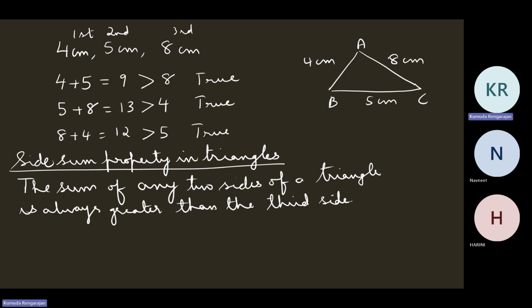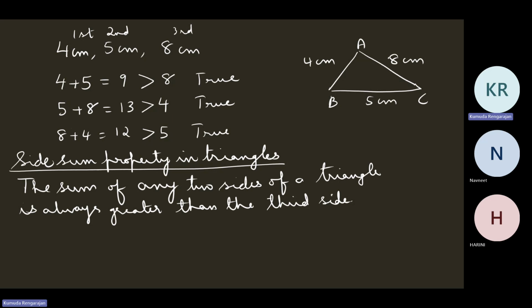When you add any two sides of a triangle, it will always be greater than the third side. If it is a triangle, then the sum of any two sides will always be greater than the third side. So this is the side sum property in triangles.